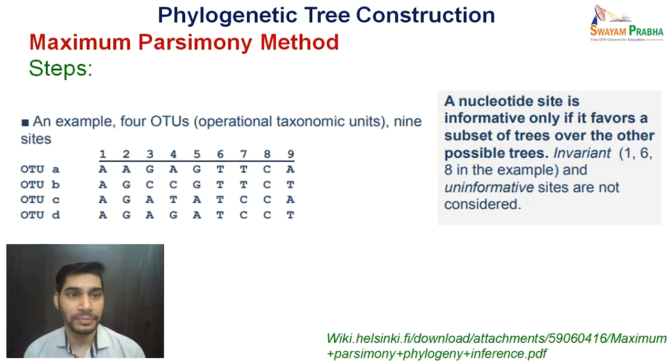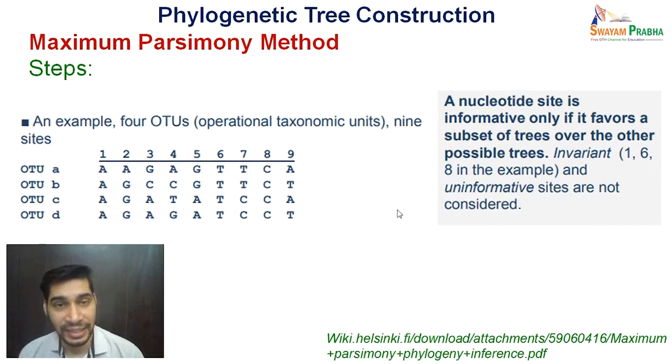The steps. For example, let's take four operational taxonomic units A, B, C, and D, and there are 9 different sites. A nucleotide site is informative only if it favors a subset of trees over the other possible trees. Now, if you see, there are some invariants. Invariance means if you focus on sites 1, 6, and 8, there is no change, so there is no variation. They are called invariant sites.